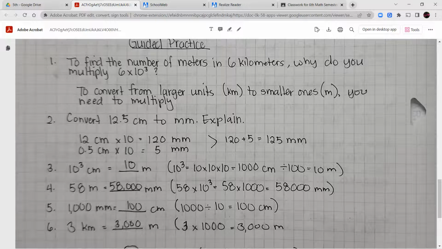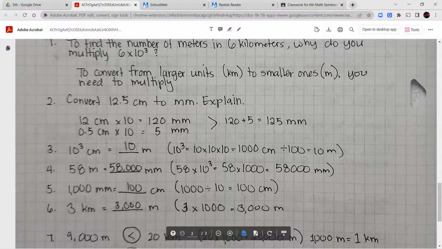Now, what I could have done also is I could have done 12.5 times 10. And remember, anytime you have a decimal and you're multiplying by 10, you're just moving that decimal point one space to the right. So I could have solved the question that way as well.